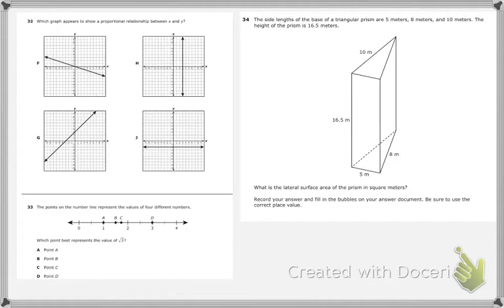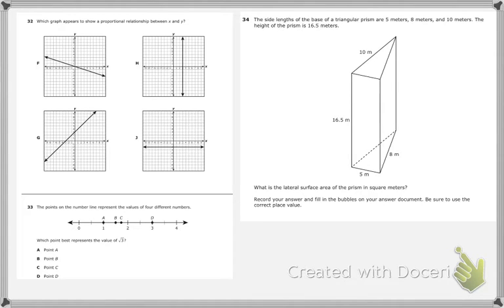Today we're going to do questions 32 through 42 on the STAAR 2019 release test. And 32 says, which of the graphs appears to show a proportional relationship between x and y?